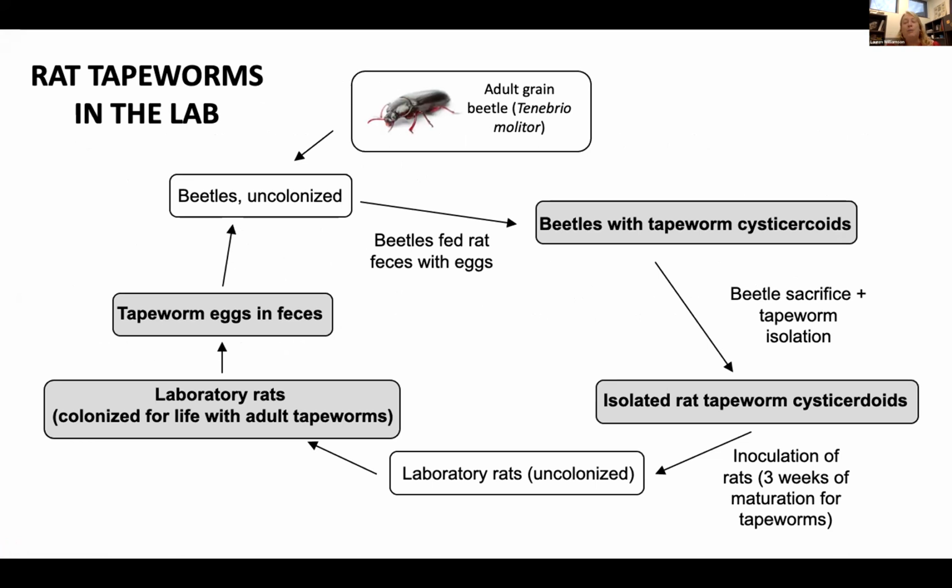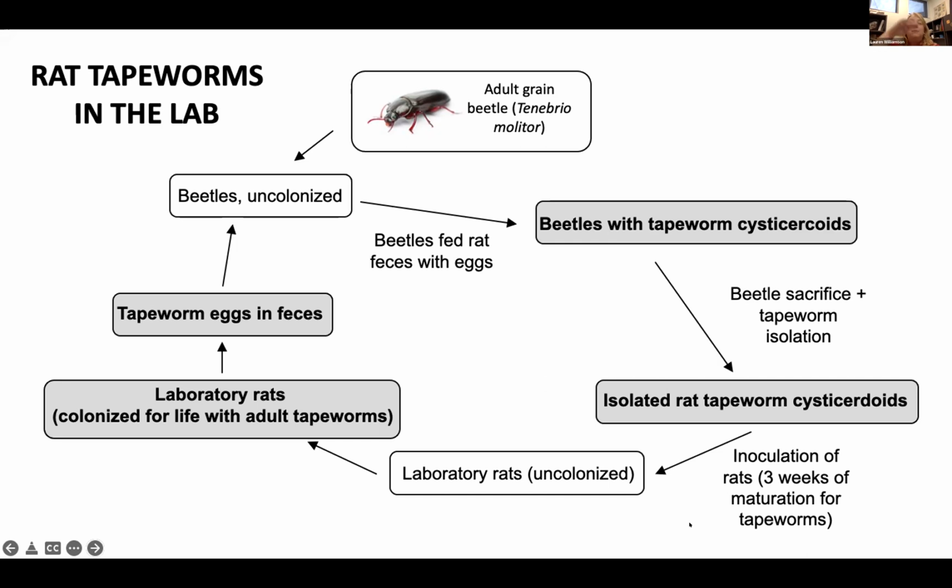So we've been maintaining helminths in my lab. We've been working with rat tapeworms, Hymenolepis diminuta, the rat tapeworm. In this parasite, its primary host is the rat, and the secondary, intermediate host is the adult grain beetle. So basically, when a rat has an adult tapeworm in their gut, the tapeworm lays eggs, and the eggs are in the feces.